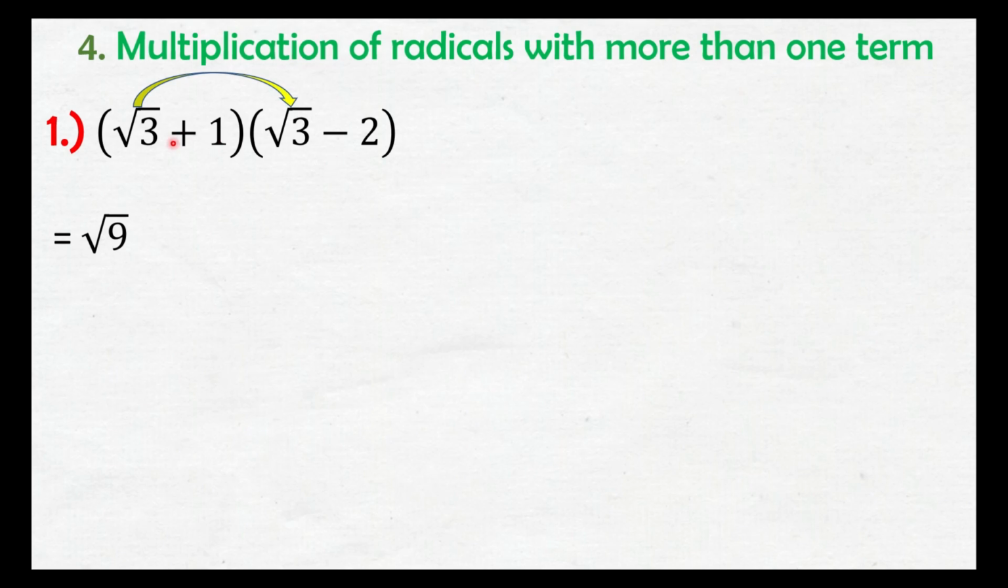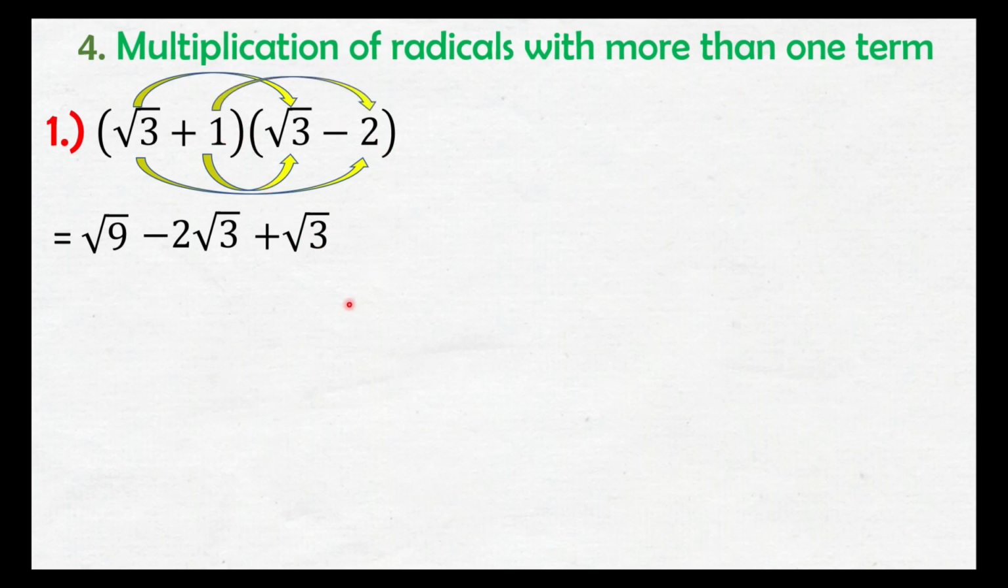square root of 3 times square root of 3. That is square root of 9. So, magkapares naman sila ng index, di ba? Kaya pwede natin apply dito yung second law of radicals. So, 3 times 3, that is 9. And then, outer term, square root of 3 times negative 2, that is simply negative 2 square root of 3. And then, inner term, 1 times square root of 3, that is simply square root of 3. And then, 1 times negative 2, that is simply negative 2.